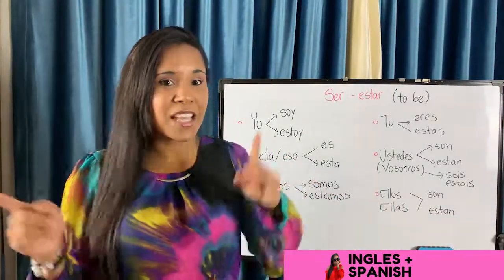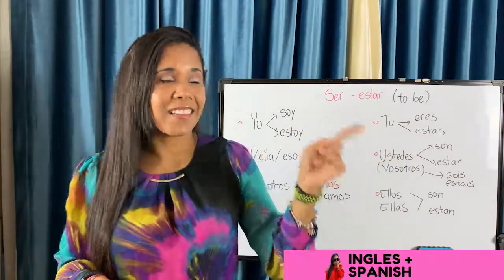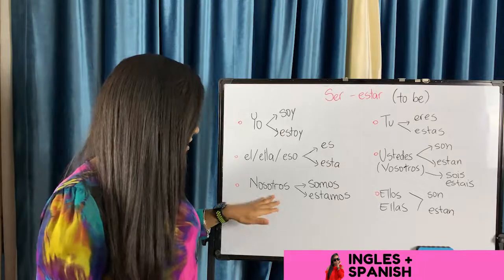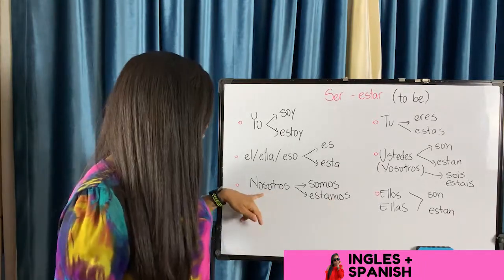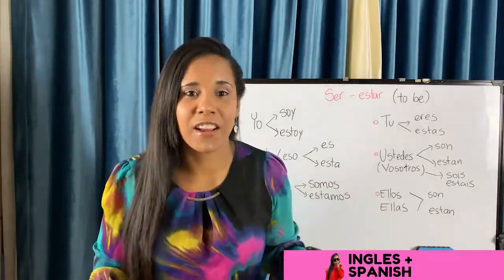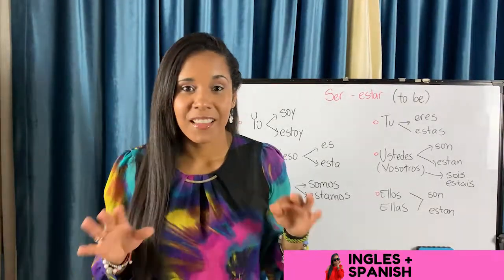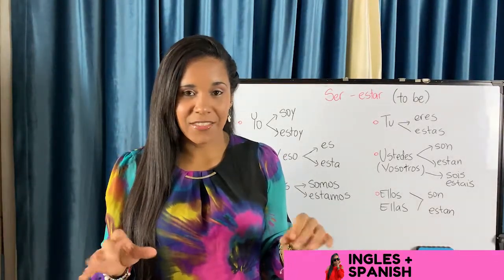Entonces, ya vimos esos dos ejemplos en los pronombres anteriores. Entonces, we use nosotros somos amigos. We are friends. Y nosotros estamos en casa. We are home. Very easy, right?